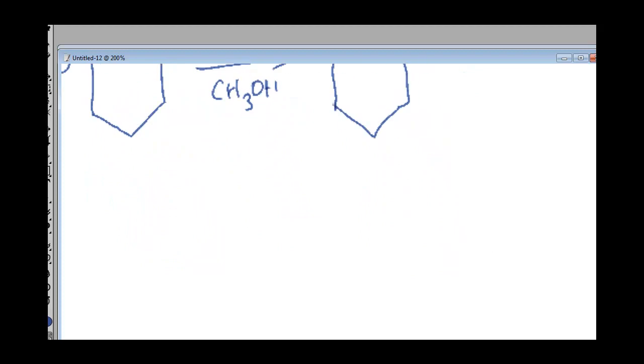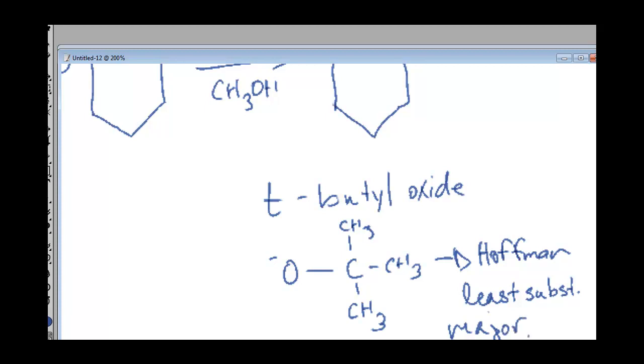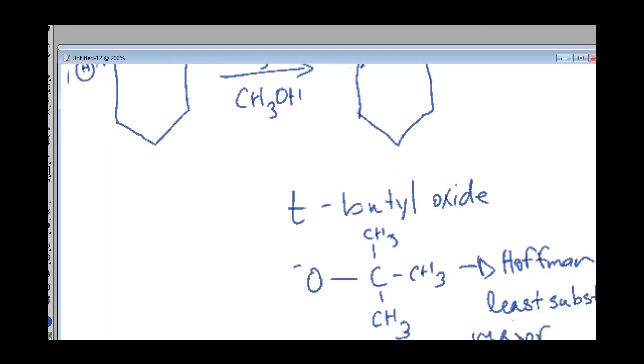But let's say I use a big and bulky attacker like t-butyl oxide. Can't spell. Luckily this is not a spelling tutorial. T-butyl oxide looks something like this. And that's huge, and what will happen is this will lead to what's called a Hoffman product. And the Hoffman product is where the least substituted is the major product. And make sure you watch that video as well. But basically, in the presence of this, then we usually have the opposite of Zaitsev's rule.